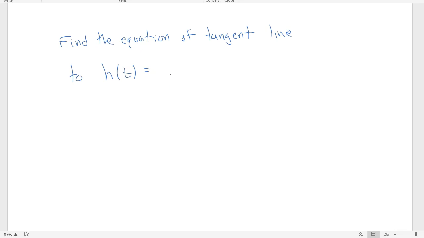In this example, let's find the equation of the tangent line to, let's say, h of t equals, I'm just going to make up some numbers here, 3t minus 5, times the square root of t plus 1 over t. And we want to find that equation of the tangent at t equals 1.